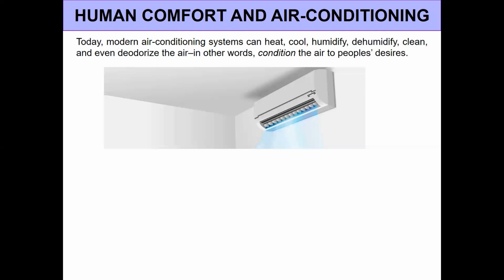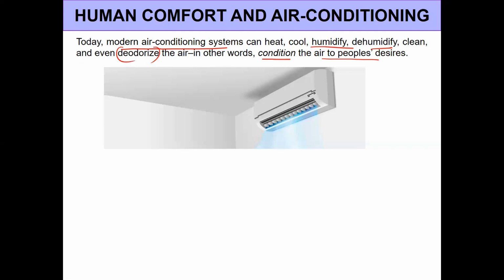So when we talk about the modern air conditioning system, you can actually do a lot to the air that you get. You can heat it, cool it, humidify, dehumidify, even clean, or even sometimes remove the odor, remove the bad smells in the air. And basically what we are saying is that in the new air conditioning system, you can condition the air to whatever you want, right? Of course, each process is going to require some amount of energy input.